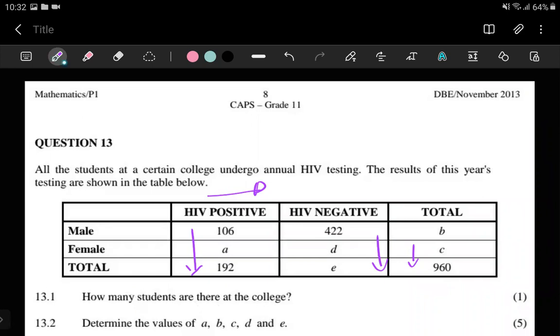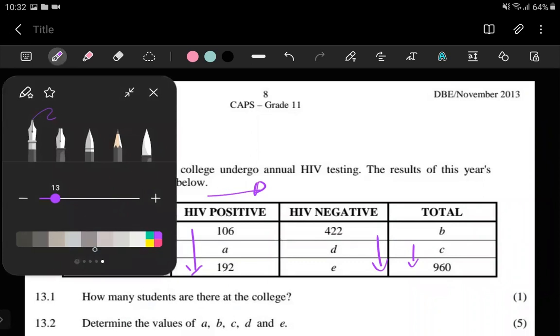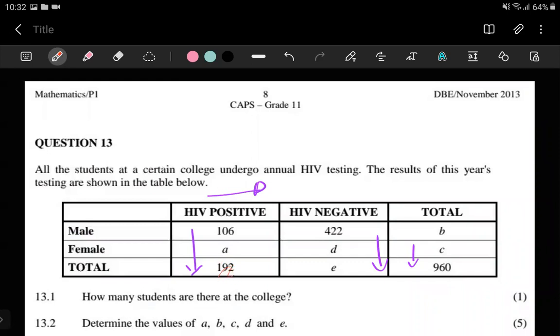So, knowing that, if they ask how many students are at the college, the total number of people at the college, the one thing you can remember is that this is the total number of HIV positive, this is positive, this is negative. So this number plus this number gives you the total. They're asking how many students are in the college, there's 960. At least these two we already know, and filling in the rest is going to be a piece of cake.